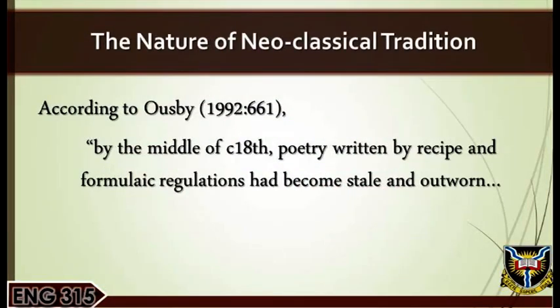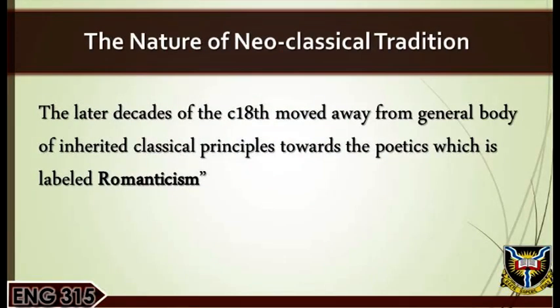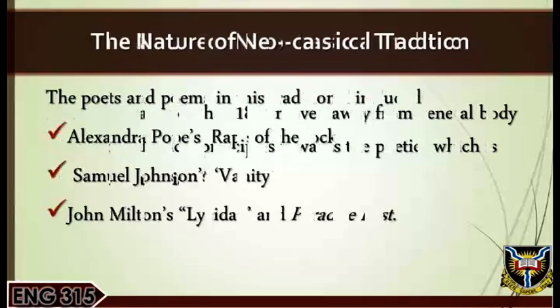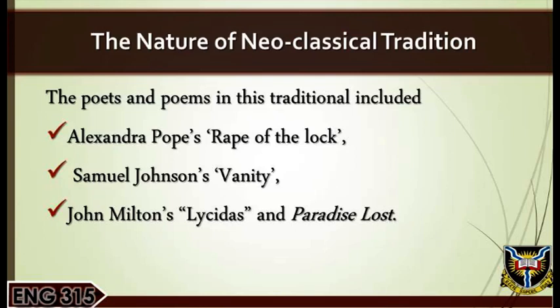According to Abrams, 1992, by the middle of the 18th century, poetry written by recipe and formulaic regulations had become stale. The later decades of the 18th century moved away from the general body of inherited classical principles towards the poetics which is labeled Romanticism. The poets and poems in this tradition included Alexander Pope's Rape of the Lock, Samuel Johnson's Vanity, and John Milton's Lycidas and Paradise Lost.